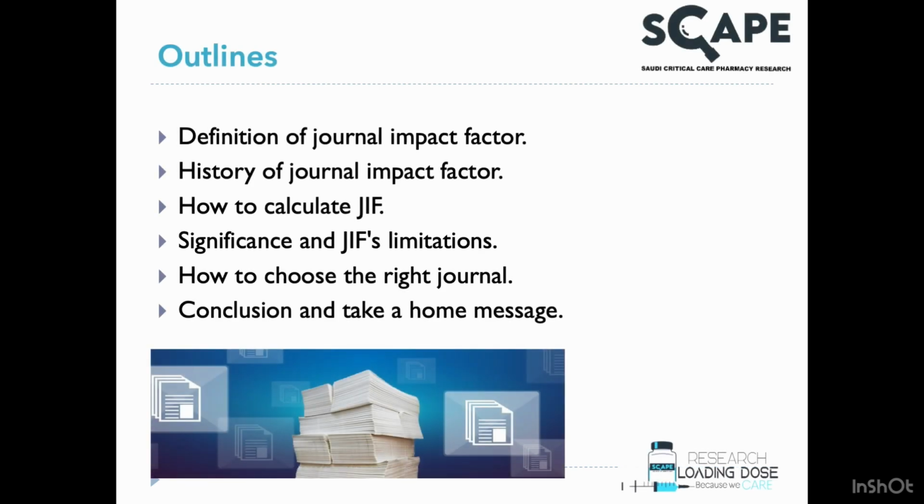So our outline: definition of journal impact factor, history of journal impact factor, how to calculate it, the significance and limitation of the impact factor, how to choose the right journal, conclusion, and take-home message.